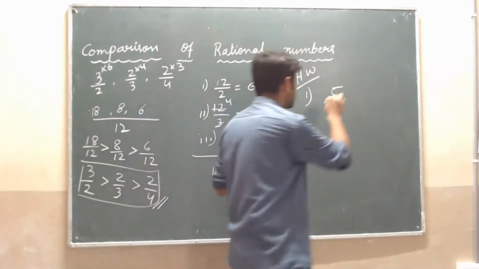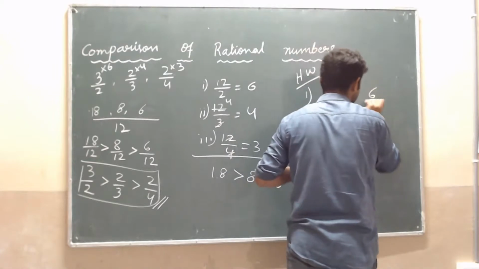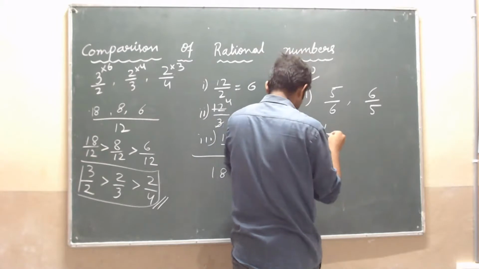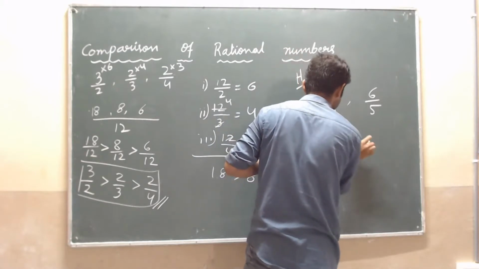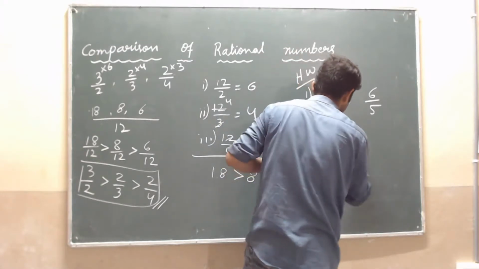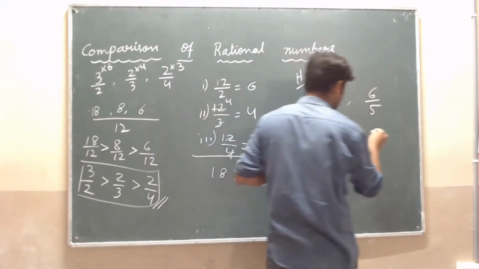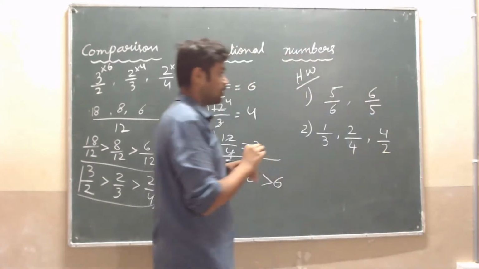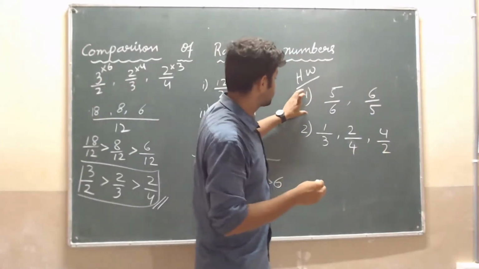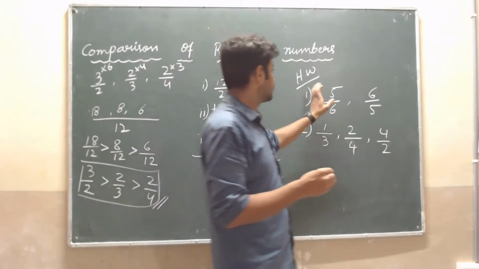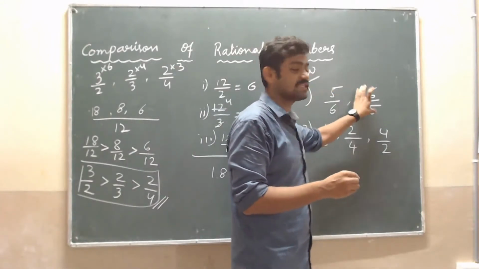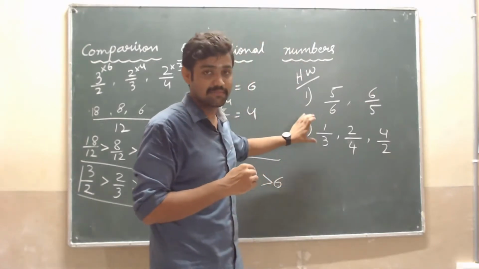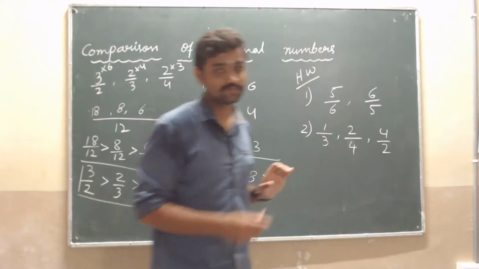Comparison between these two rational numbers, 5 by 6 and 6 by 5. Then the second one: 1 by 3, 2 by 4 and 4 by 2. We have to compare between 5 by 6 and 6 by 5, and as usual we have to compare the rational numbers 1 by 3, 2 by 4 and 4 by 2.